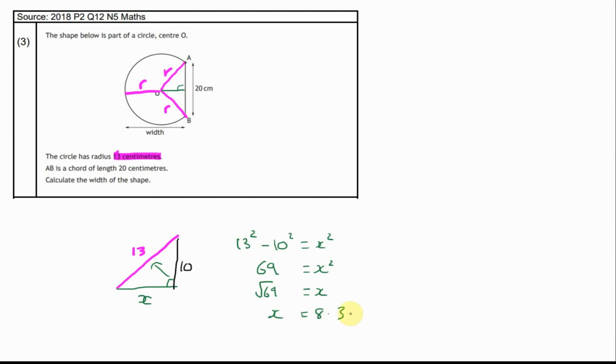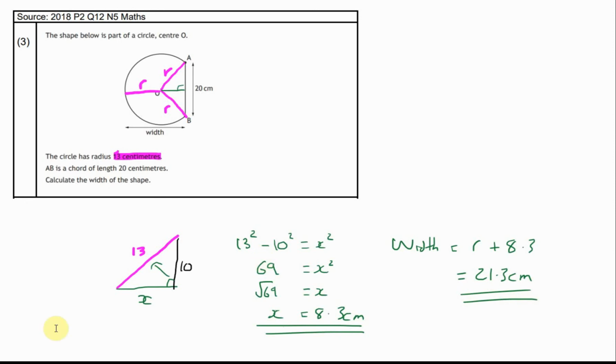In this case, it's in centimeters. That is the length of this green section. We need the width of the whole section, so the last thing I'm going to do is add on a radius to that. I need to add on 13 to 8.3 to work out the full length of the shape. So 8.3 plus 13 is going to give me 21.3. So the width is equal to r plus 8.3, which is equal to 21.3 centimeters.